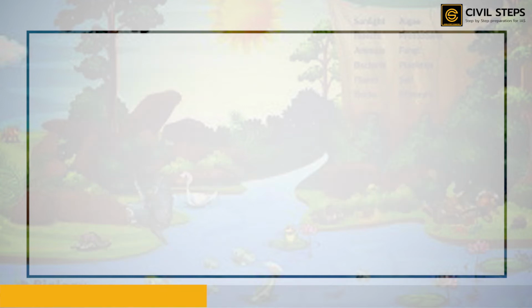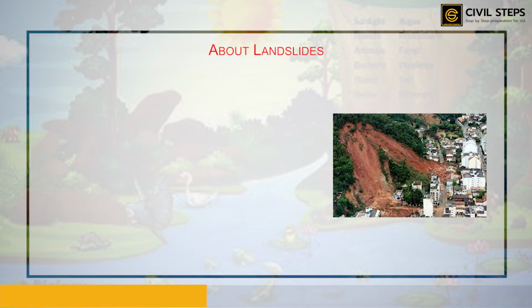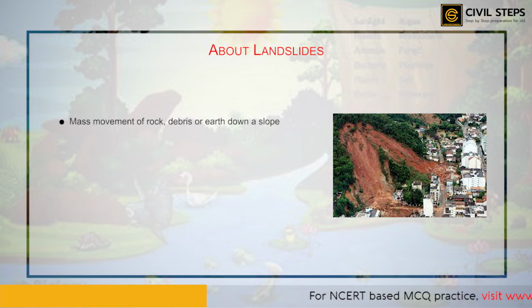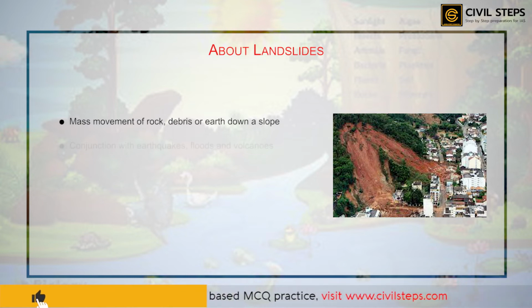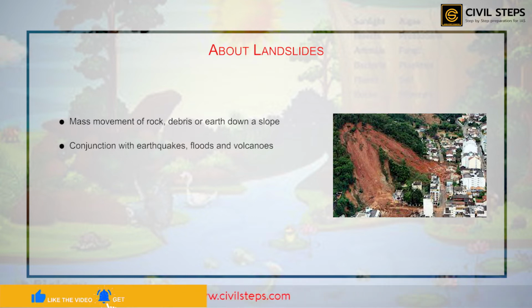Now let us move on to discuss about landslides. So what is a landslide? Landslides are simply defined as the mass movement of rock, debris or earth down a slope. They often take place in conjunction with the earthquakes, floods and volcanoes.